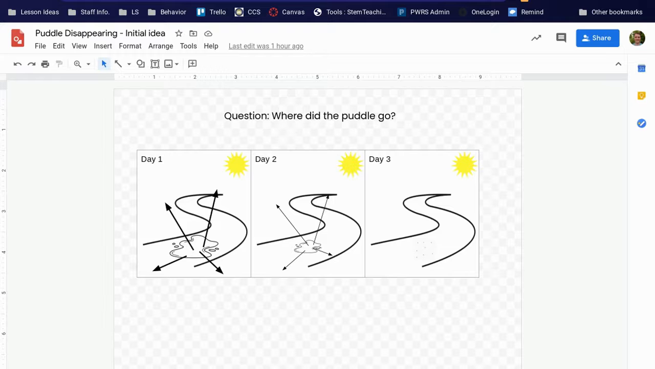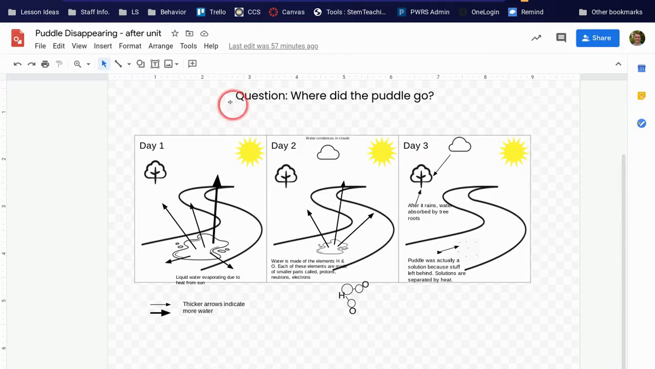All right, so maybe at the end of the unit, you end up with something that looks a little bit more like this, where they've got arrows that indicate different sizes. They've got text descriptions talking about evaporation. They've added in some trees maybe to talk about how water condenses in clouds and then eventually falls to the ground and then it's absorbed by trees. Maybe they've even drawn water molecules, and they talked about how water is made up of elements and the elements have different particles to them, right?